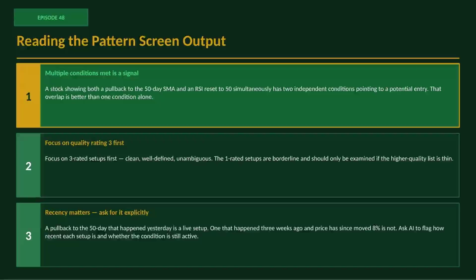Recency of the setup. A pullback to the 50-day that happened yesterday is a live setup. One that happened 3 weeks ago and price has since moved 8% may no longer be at an entry point. Ask AI to flag how recent each setup is and whether the technical condition is still active.